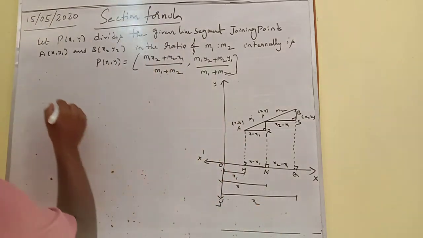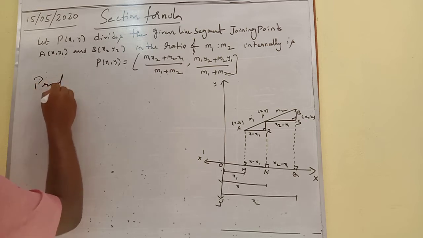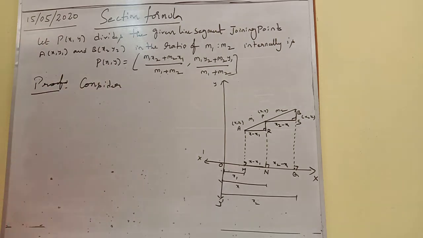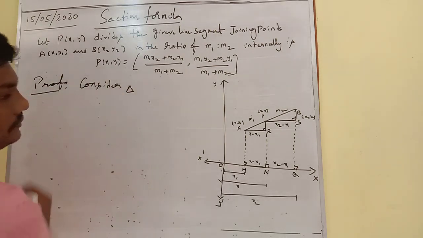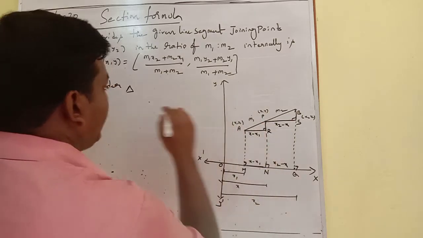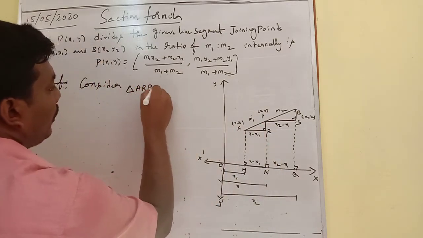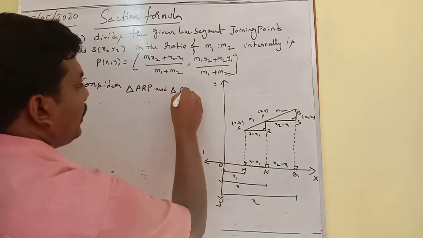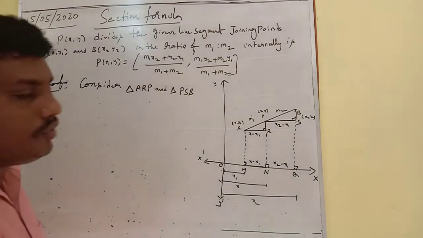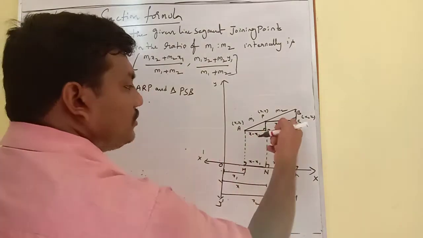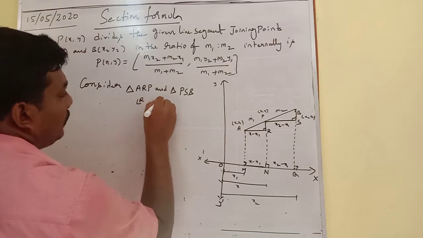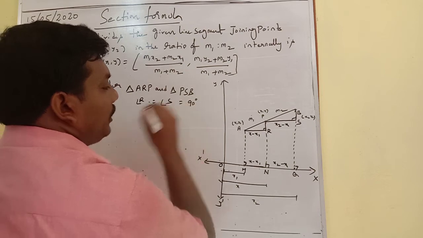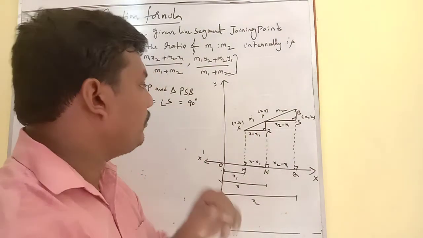Now consider the proof. Consider triangle ARP and triangle PSB. When you consider these two triangles, angle R is equal to angle S, because they are 90 degrees, as they are perpendiculars.